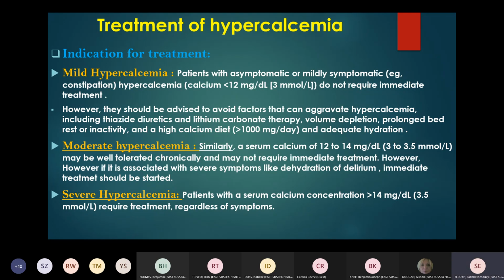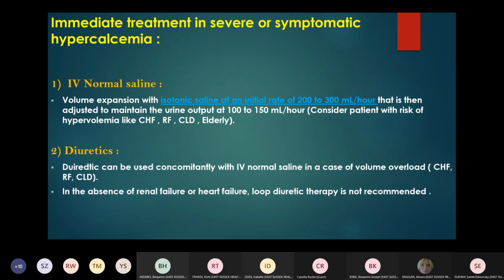Moderate hypercalcemia: if such patients are symptomatic, with severe symptoms of polyuria, polydipsia, nausea, vomiting, or disturbance of level of consciousness at that time, these patients need admission and immediate treatment. Severe hypercalcemia, regardless of the symptoms, such patients need admission and immediate treatment. What is the treatment for moderate to severe hypercalcemia?